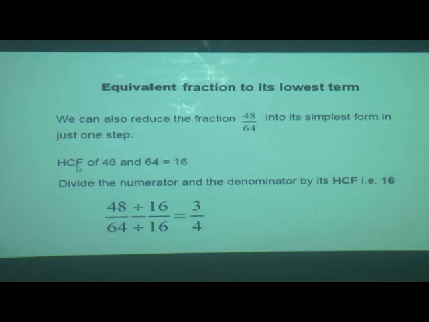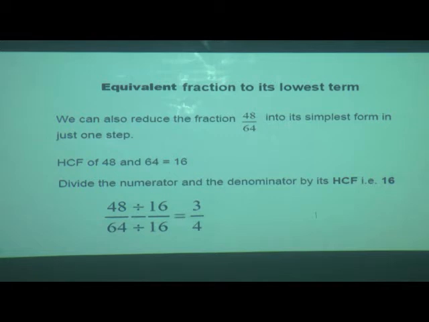What is the meaning of HCF? Now you know, because in the previous chapter we learned about HCF and LCM, so you know how to get the HCF of both. The HCF of 48 and 64 is 16. So you can directly divide by 16. 48 divided by 16 is 3 and 64 divided by 16 is 4. So the fraction we get is 3 upon 4, which is in the lowest form.